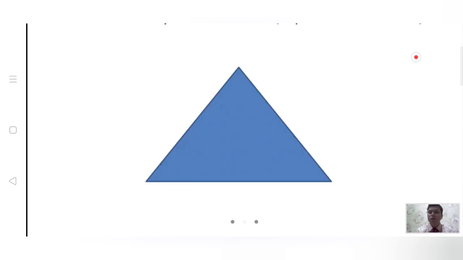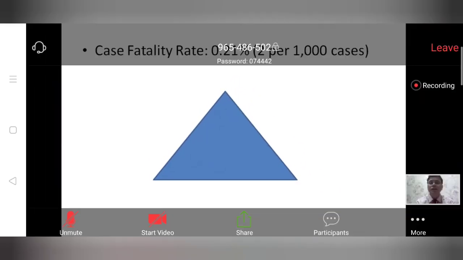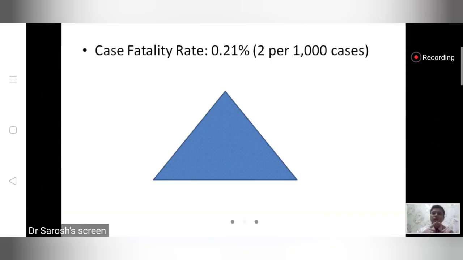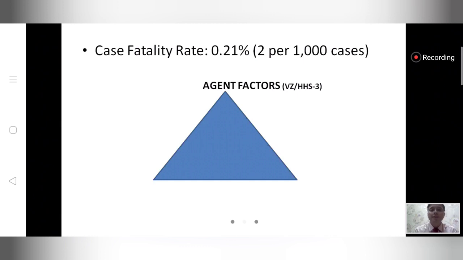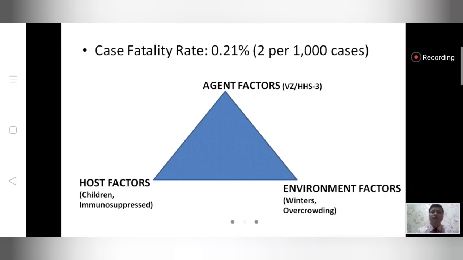When you talk about community medicine, for any infection we need to remember the epidemiological triad. That is, the agent, host, and environment need to interact with each other. Only then does the disease happen. The agent is varicella zoster, also named human herpes 3. We will also discuss human herpes 1, 2, 3 in later classes. Host factors: children up to the age of 10 years and the immunosuppressed. And the environment: winters, and it spreads where there is overcrowding.